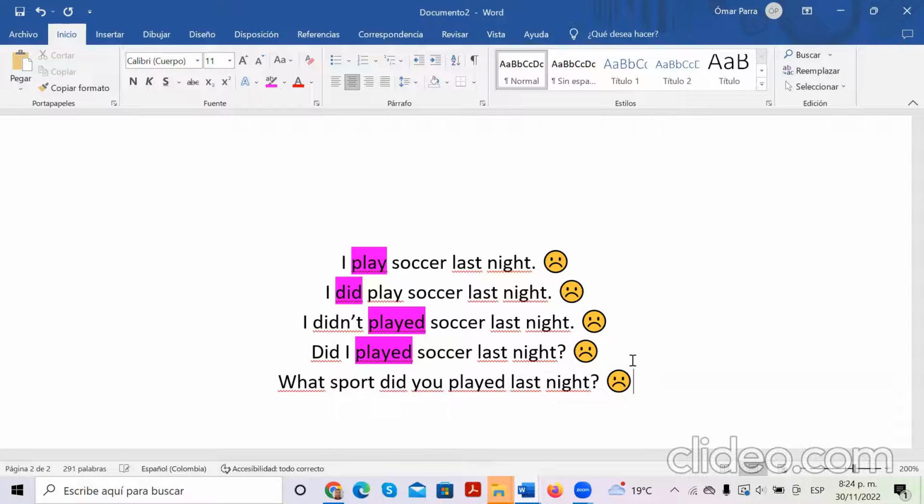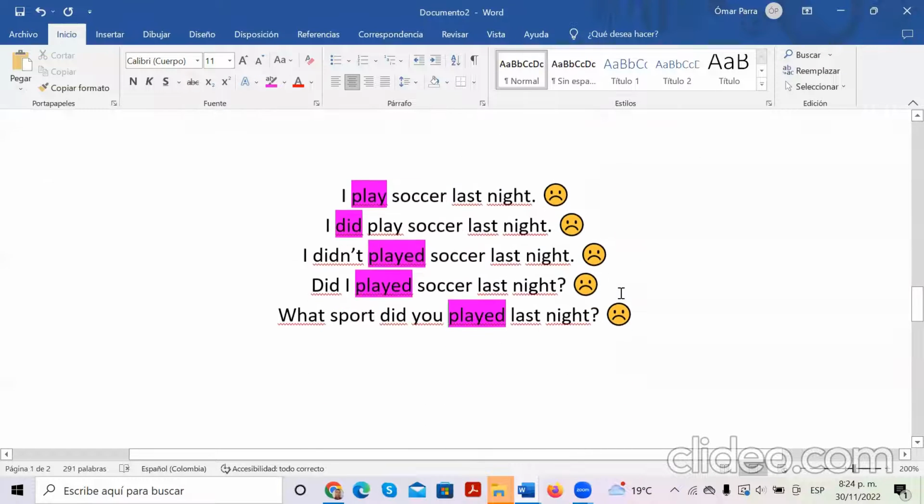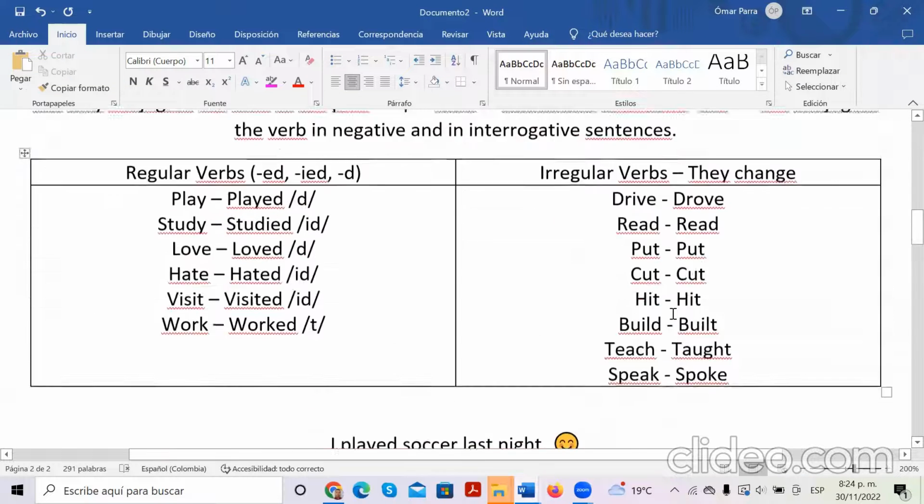Again, this one is incorrect. Same situation as before. We cannot conjugate the verb if there is an auxiliary. Okay, so these are some examples of correct sentences. And on the other hand, au contraire, we have examples of incorrect sentences.